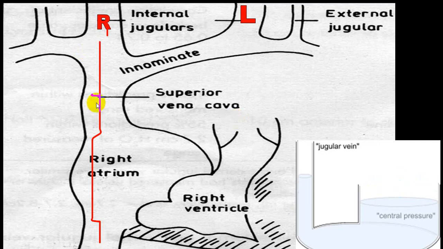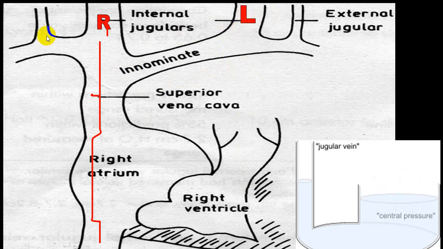So you can see here, this is the right atrium, this is the superior vena cava, and this is almost in a straight line. Hence, any pressure changes in the right atrium will directly reflect the pressure changes and pulse wave in the internal jugular vein. While this left side internal jugular vein is an indirect connection. It is not in a straight line, and the mediastinal structures present here will have some effect on the left internal jugular.